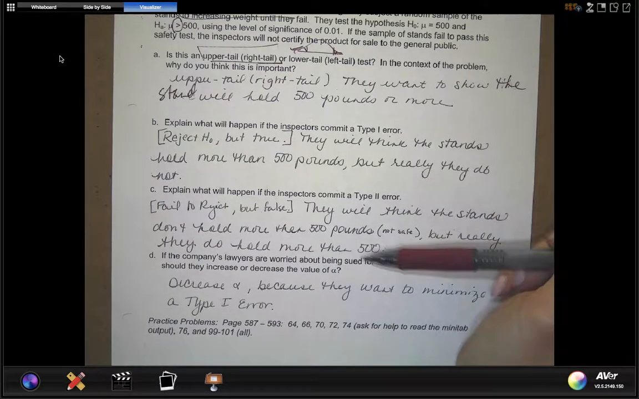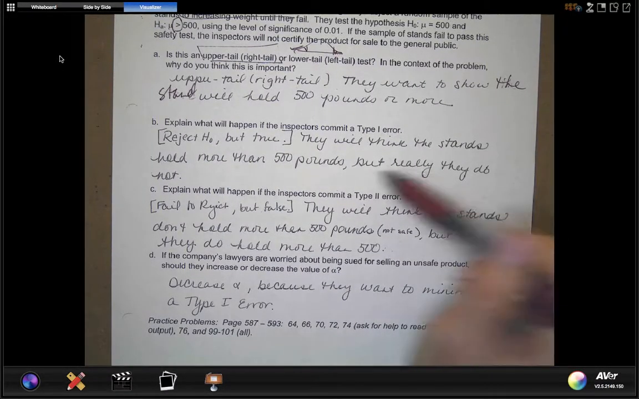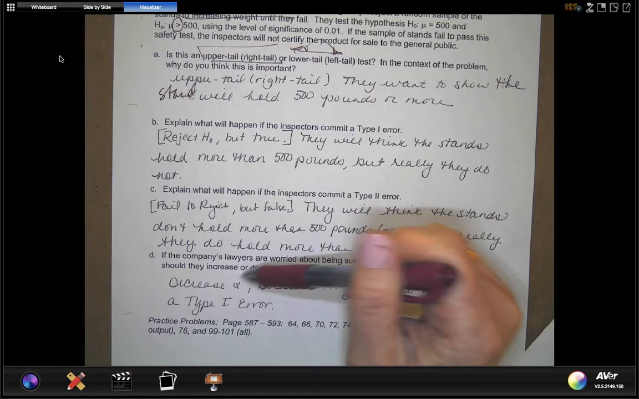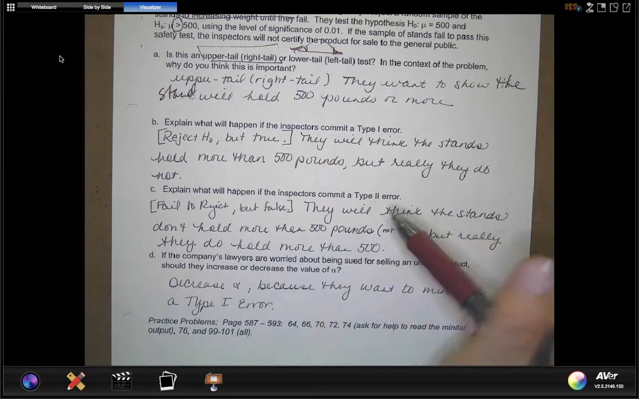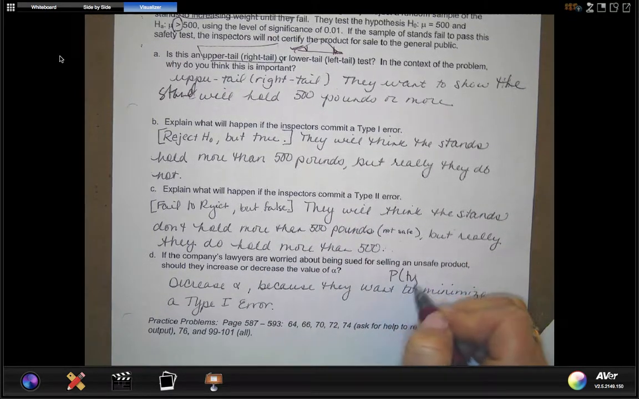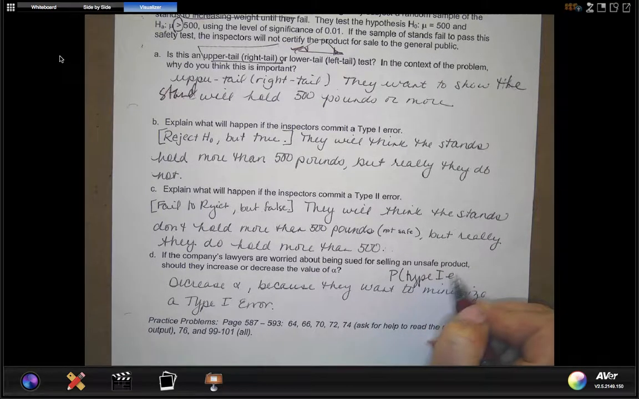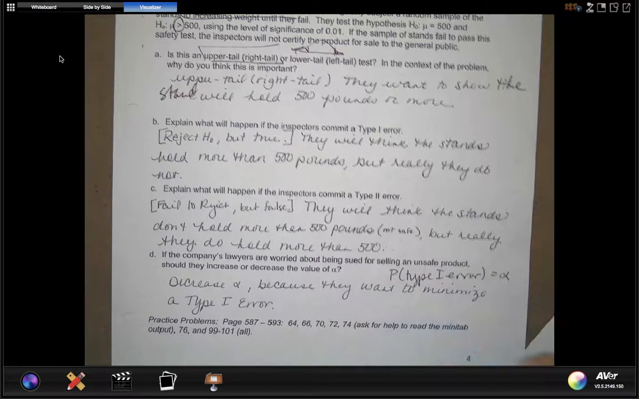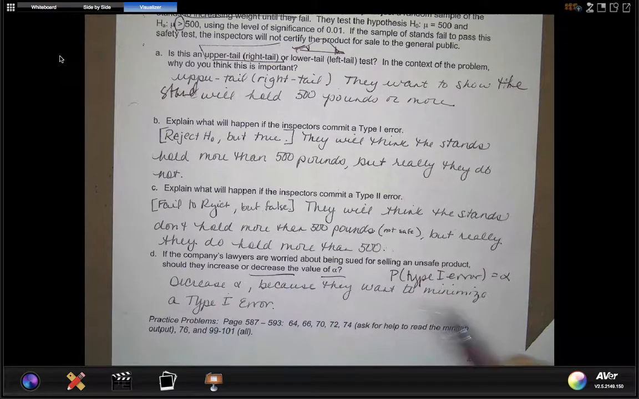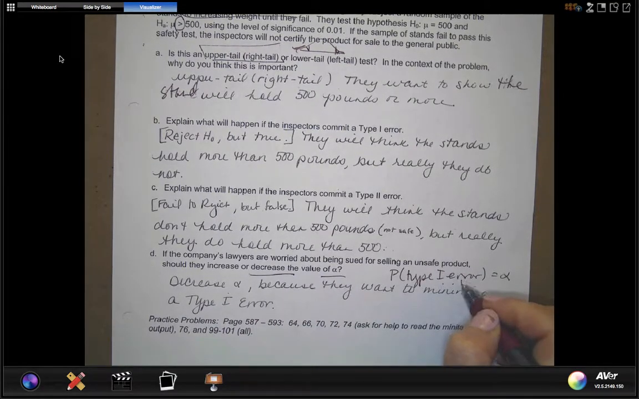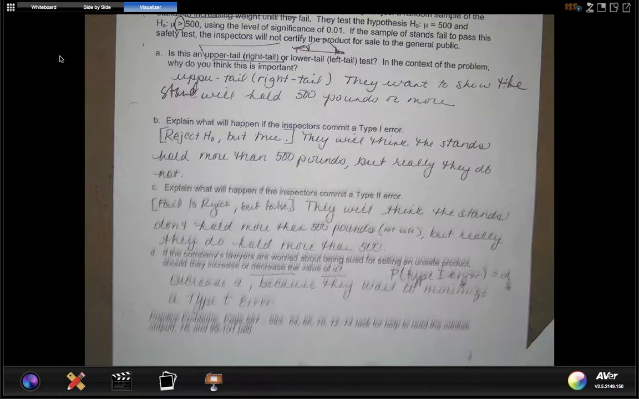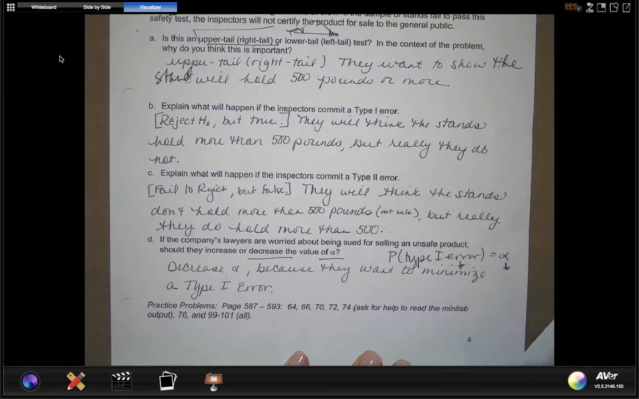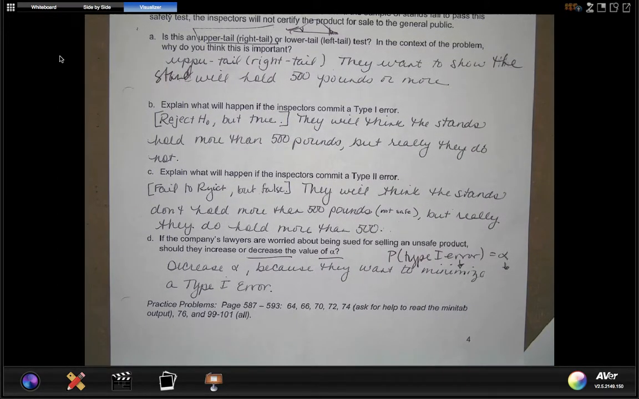If they're worried about being sued for selling an unsafe product, then they need to minimize their type 1 error. So remember, your probability of your type 1 error is the same thing as your significance level. So you got to decrease your alpha then. If I want to make this smaller, then I got to make that smaller. Okay? All right, that is it for the first part of 9.3.